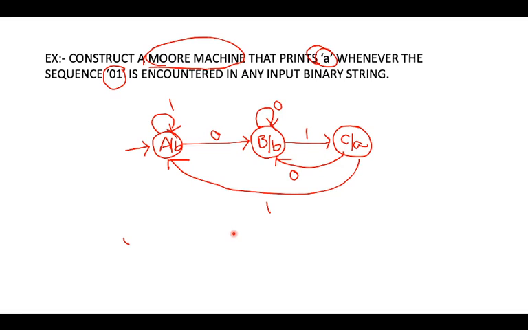Let us see another example. Construct a Moore machine that prints A whenever the sequence 01 is encountered. It is the same as the previous question, but in the previous question we constructed the Mealy machine. Now we will construct the Moore machine. It is the same as the above problem, but here we have to mention the output symbol within the states only. That is the difference between both the Mealy machine and the Moore machine.